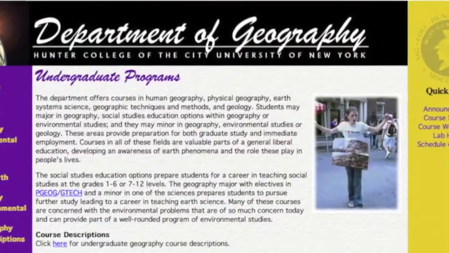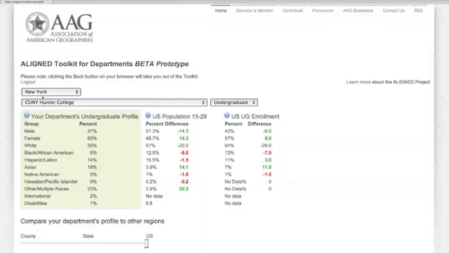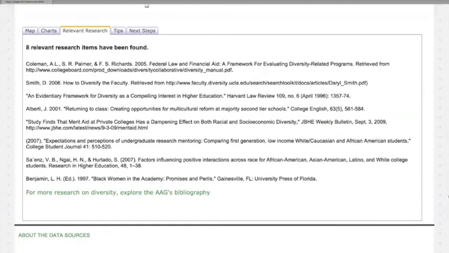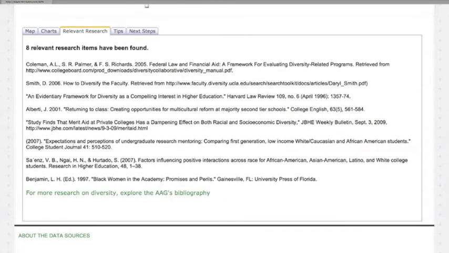Finally, let's come back around to Hunter College at the City University of New York. The Align Toolkit is meant to inspire action based on spatial thinking and geographic information. In Hunter's case, we also see that their demographic profile relies heavily on students reporting as other and multiple races, which means that we have to interpret that with respect to the other data that we get from the Department of Education. Beyond this data and its interpretation, the toolkit points to relevant research that can help departments learn how to engage with underrepresented groups.